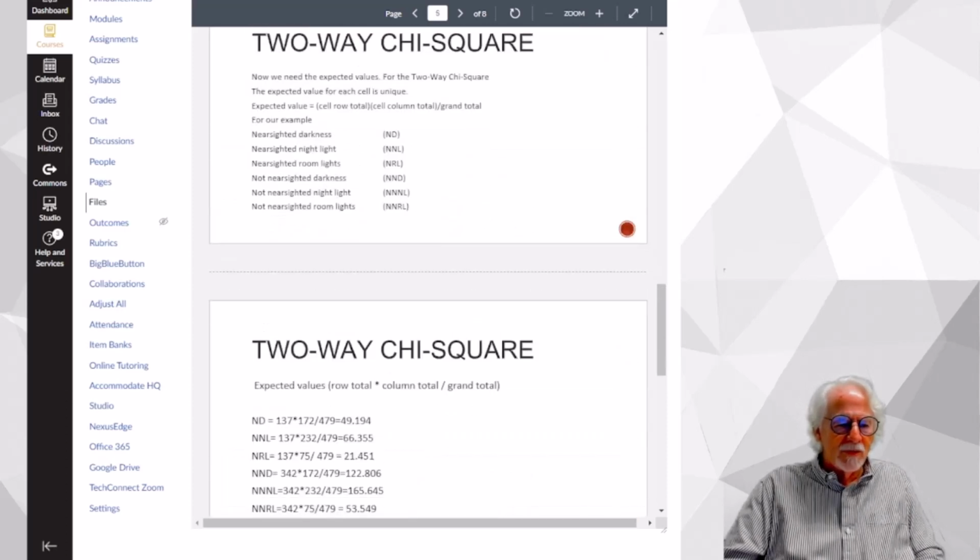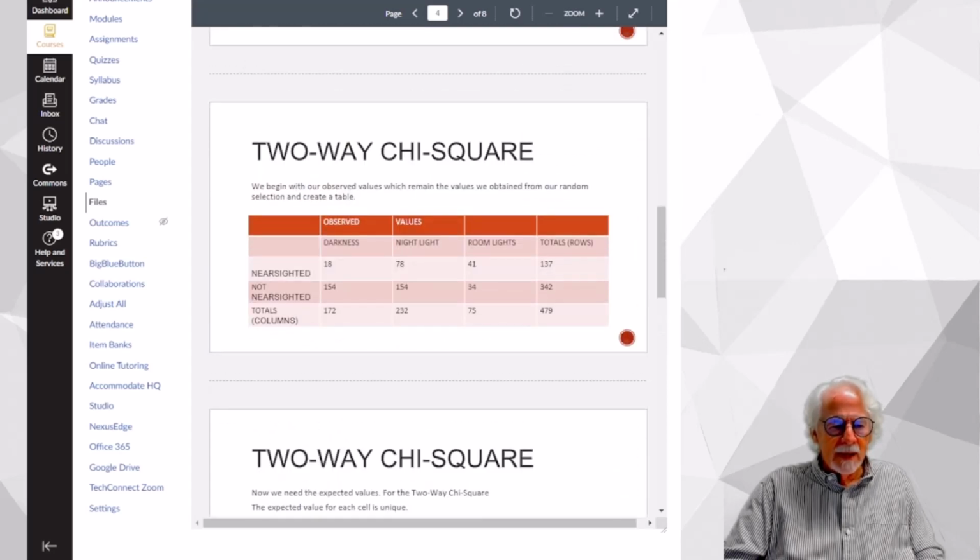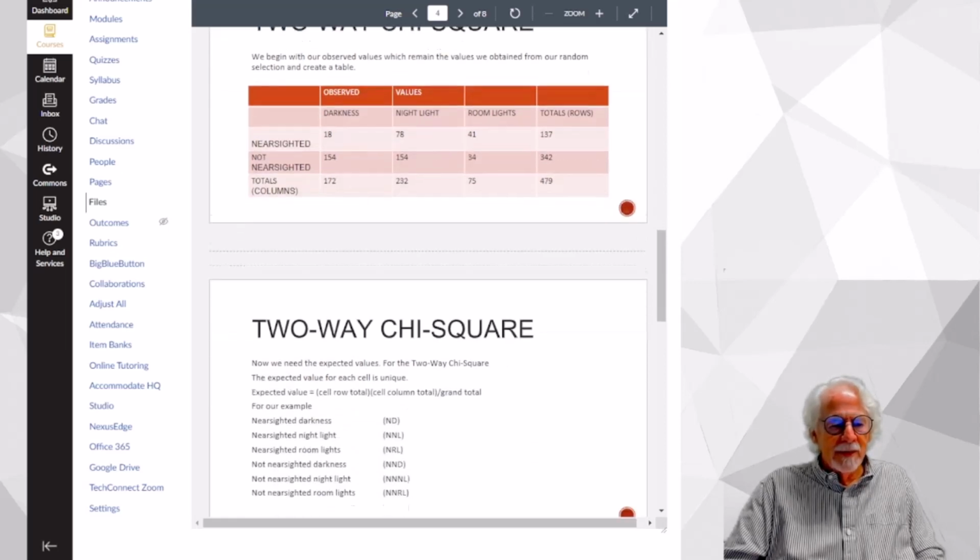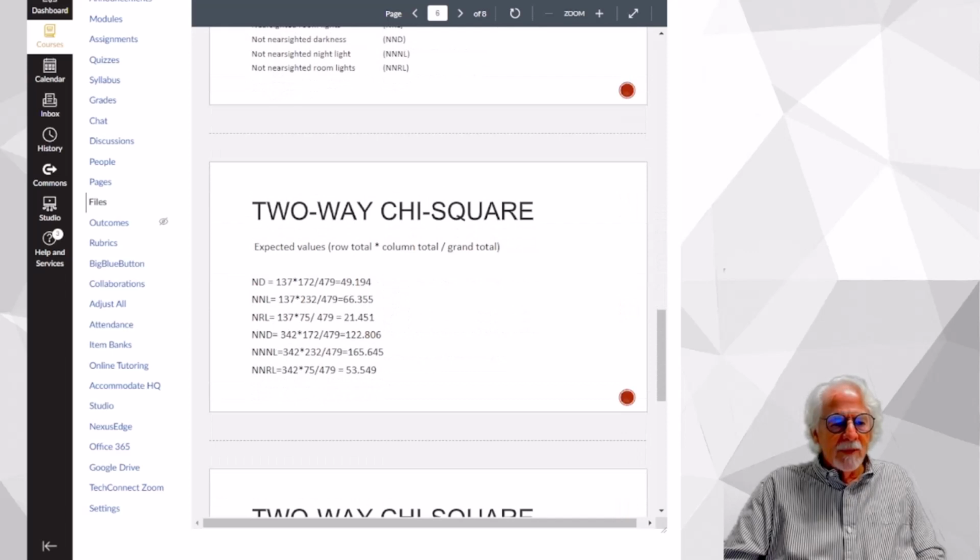So as you see, the row total stays the same, and the grand total stays the same, and what changes at this point is the column total. Right, that's the only thing that changes. The row total stays the same. These change, and this doesn't change. So we went through this again. 137 times the 232, the column total, right?